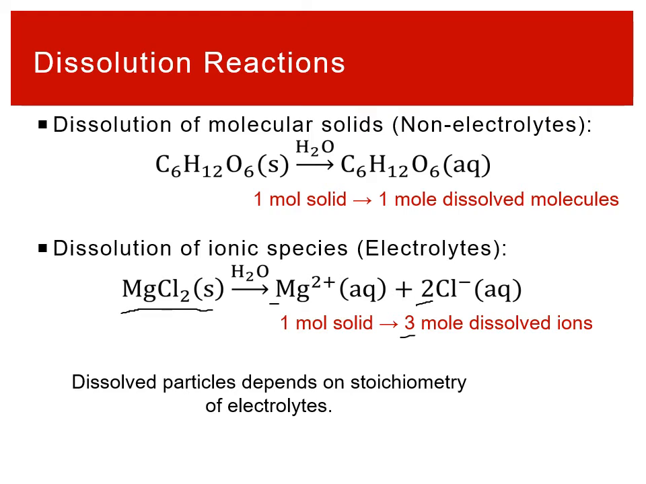So when we're thinking about these colligative properties, we want to be thinking about how many ions are dissolved in solution. How many actual objects are floating around in solution? Because the number of objects is going to affect the colligative property. Again, it's the number of objects that are dissolved, not what they are.